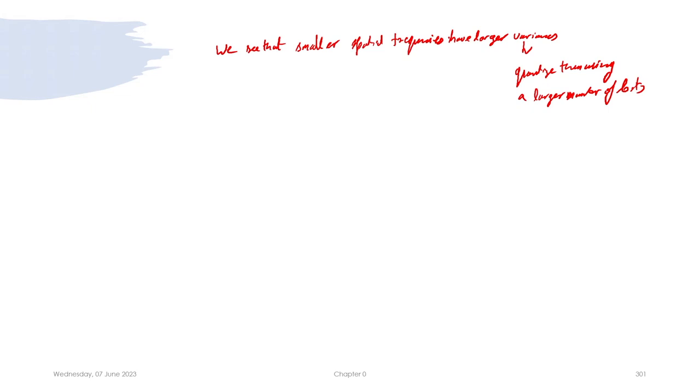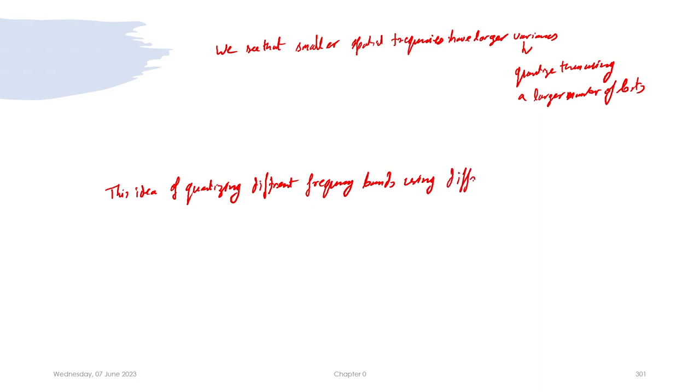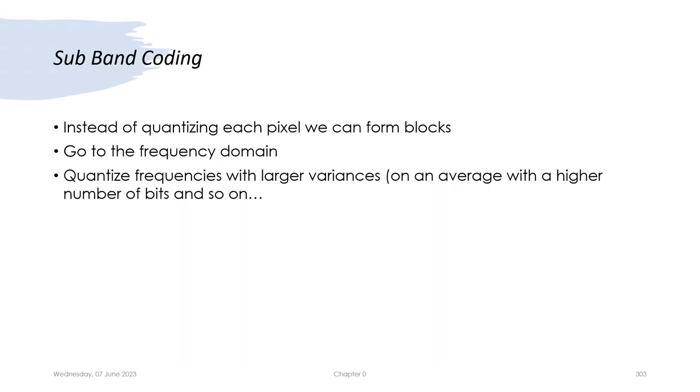So, this idea of quantizing frequencies with larger variances using a larger number of quantization levels, or this idea of quantizing different frequency bands using different numbers of bits, is known as subband coding, and this is one idea that is useful in JPEG compression.